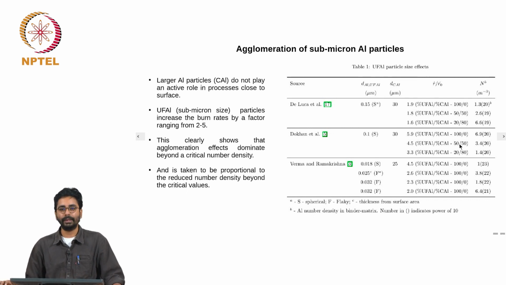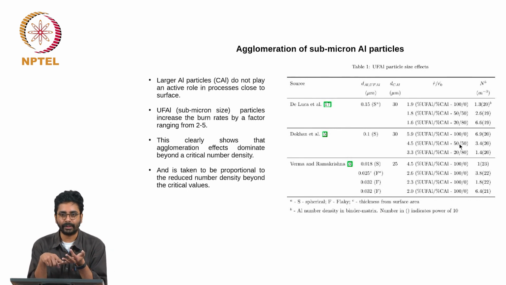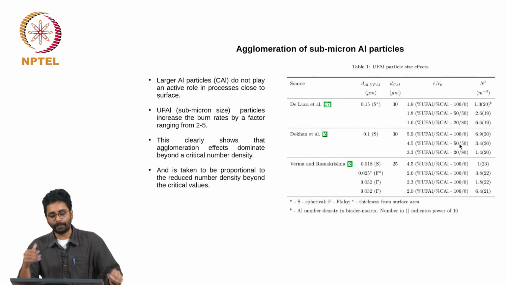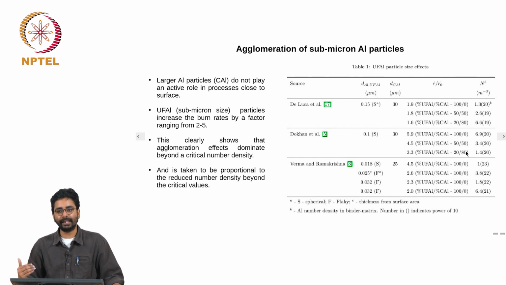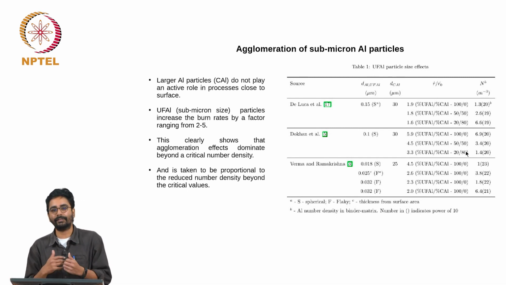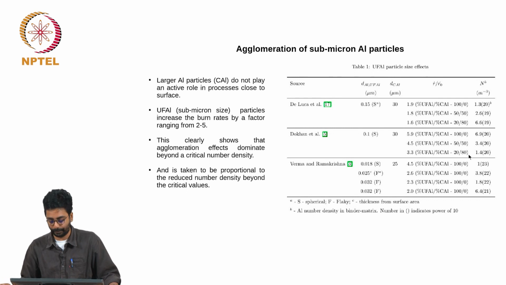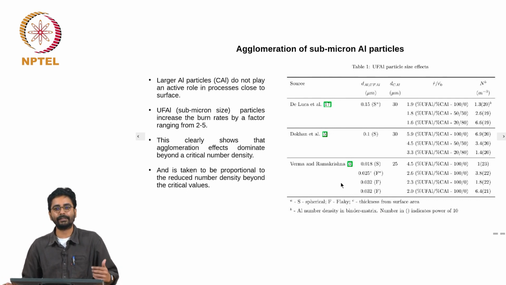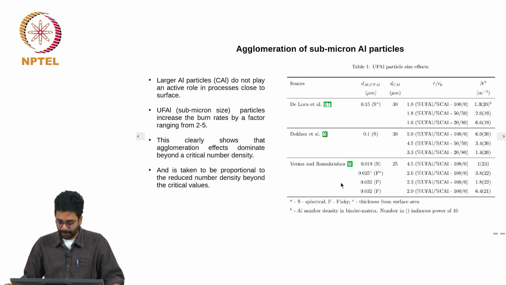So the conclusion is, one, it is difficult to process with 100% ultrafine aluminum, given the absolute number. The other thing is that the enhancement in the burn rate that you will get may not be very significant, because by adding more ultrafine aluminum you are increasing the number density and more particles will agglomerate, and the relative increase in burn rate at some point will saturate. So maybe you are better off with some substitution of conventional aluminum by ultrafine aluminum instead of replacing all the conventional aluminum with ultrafine aluminum. That is the conclusion from the effects of agglomeration and the relative number densities.